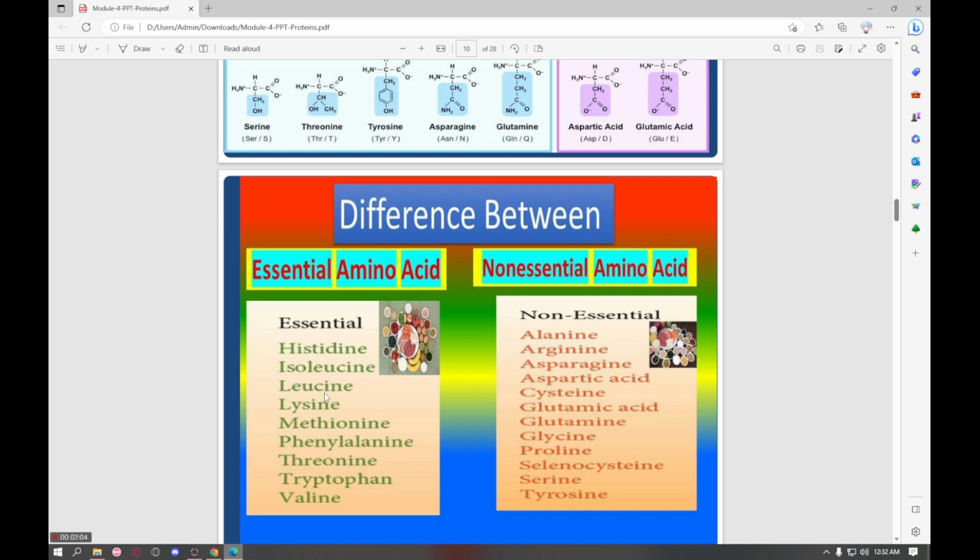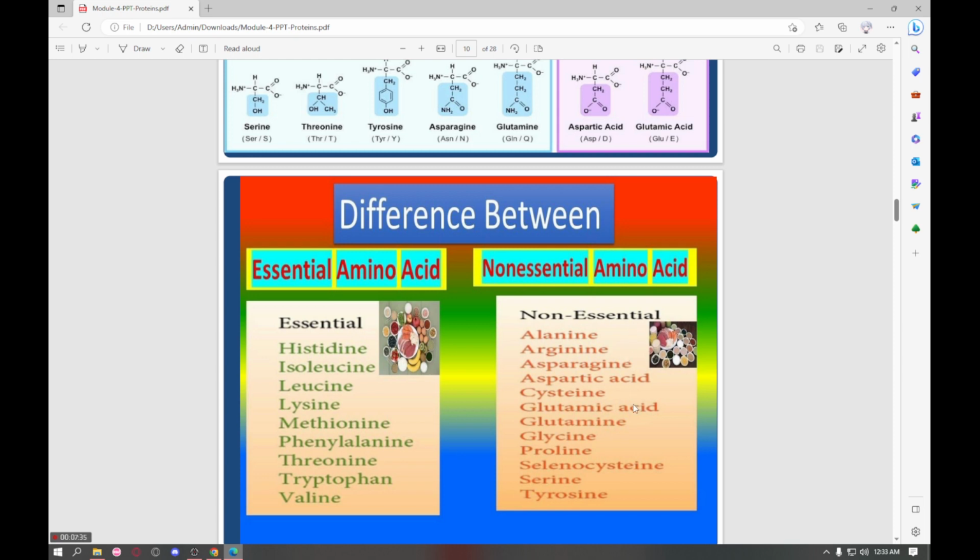So these are your essential amino acids, the amino acid being the monomer of your protein, and then the non-essential amino acids. Your essential amino acids come from the food that you eat. Okay, so these are the nine: histidine, isoleucine, and so on. All of these have their own functions inside our body. So they come from the food that you eat. Okay, so you have to read your module for the functions.